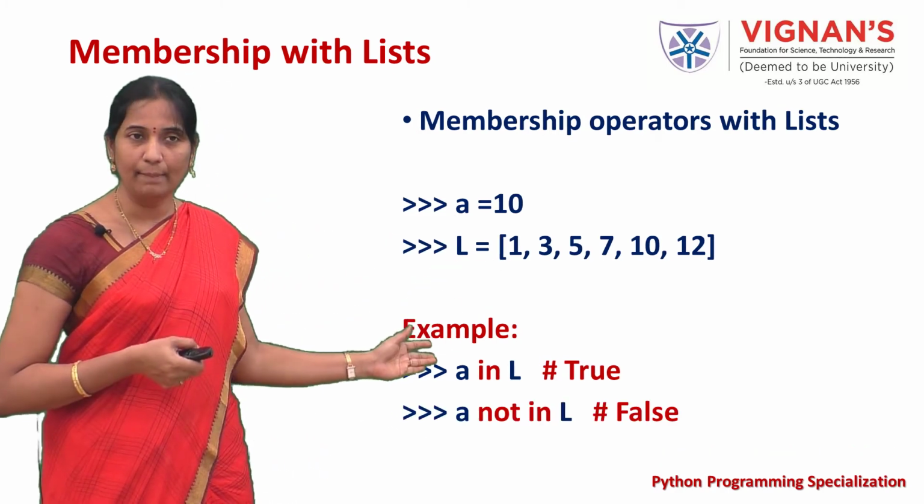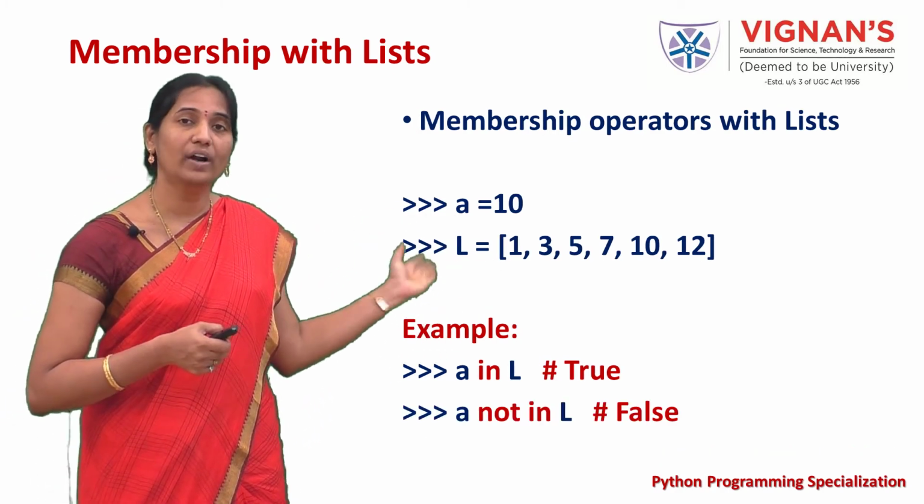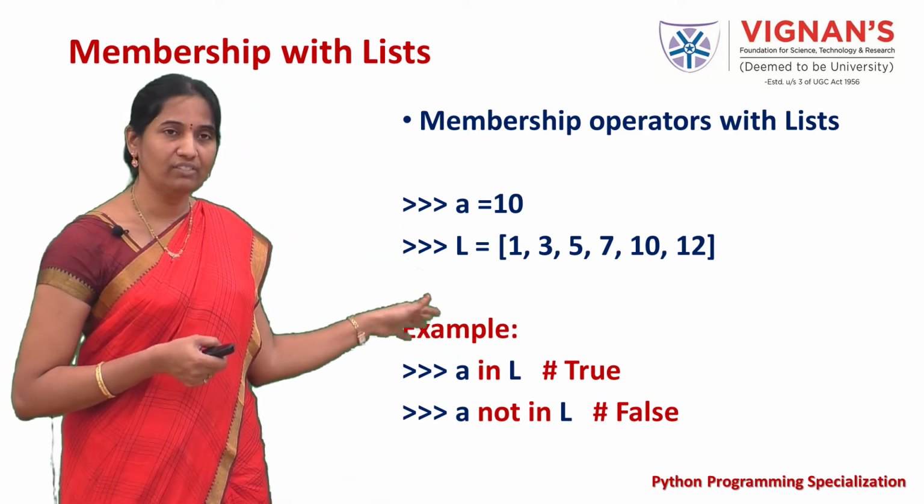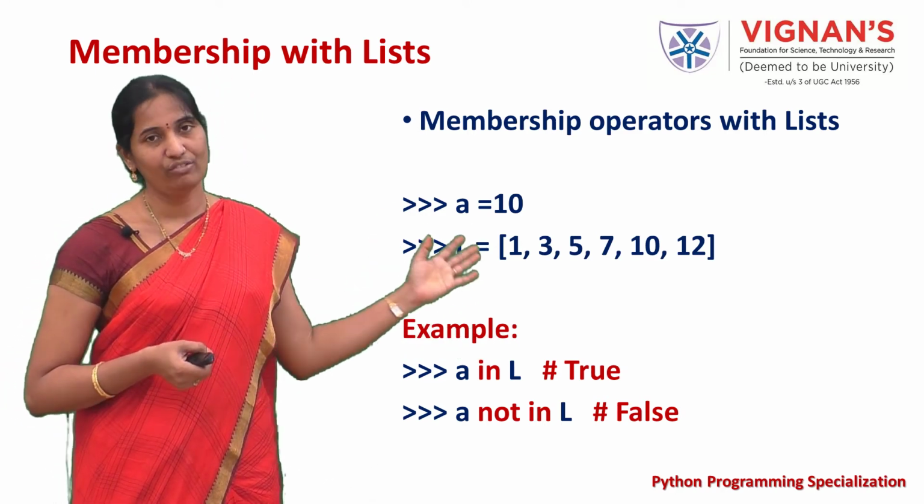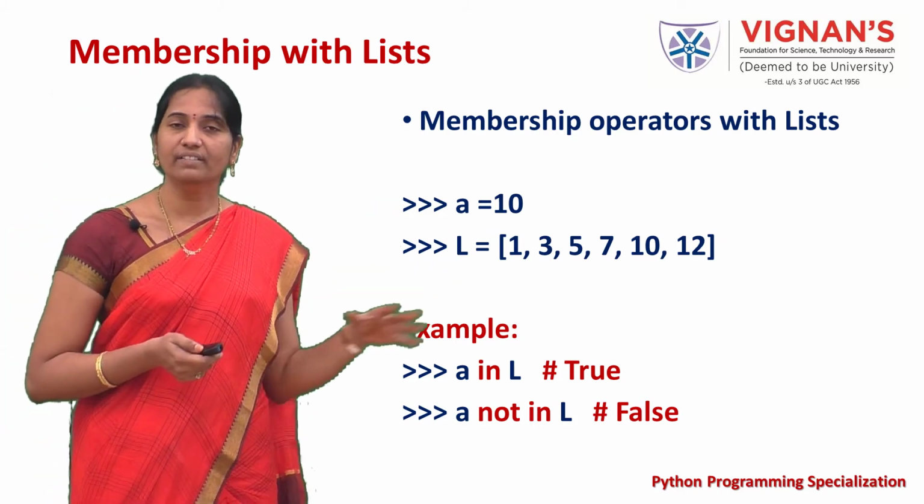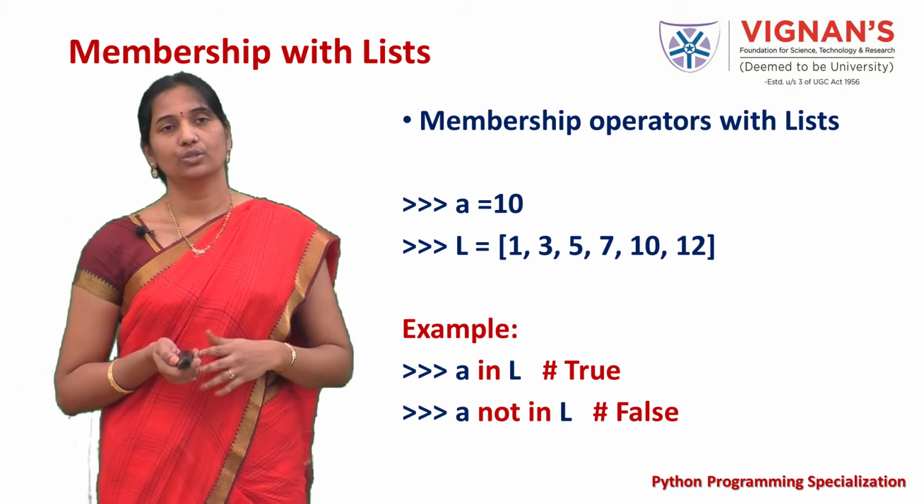But in the second example, I am going to check A not in L. Actually, A is present in L, but you are checking for not in, so it returns a false value. As it is present, not in returns a false value. Whenever it is not present, it returns a true value.